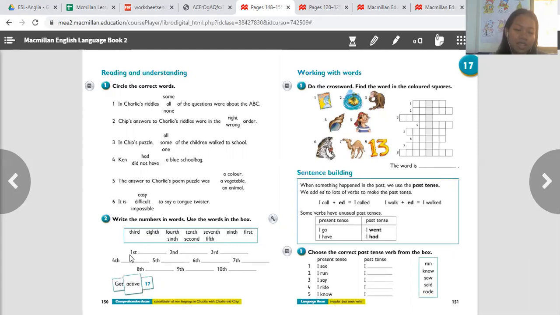So this is the example. This is the 1st, 2nd. What comes next? You think about it, okay?